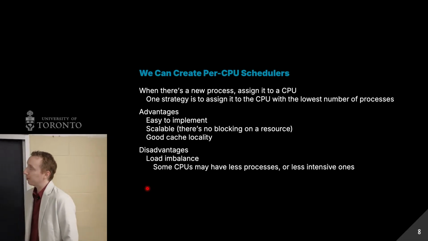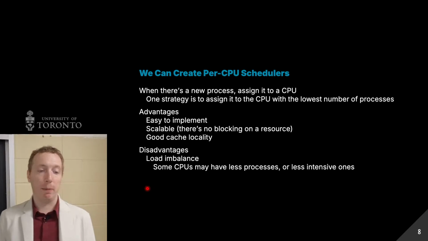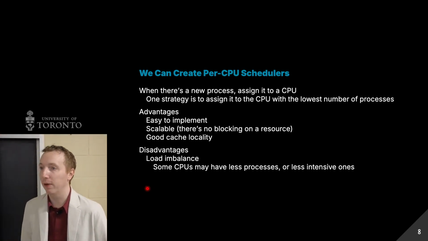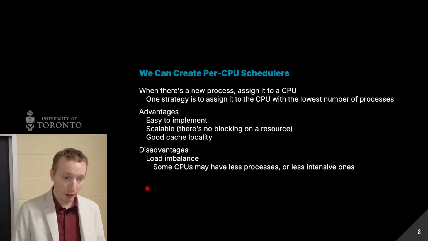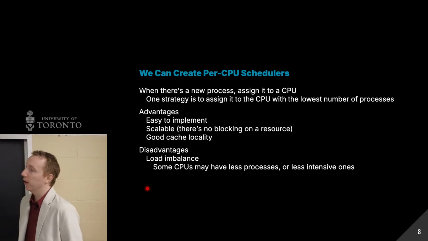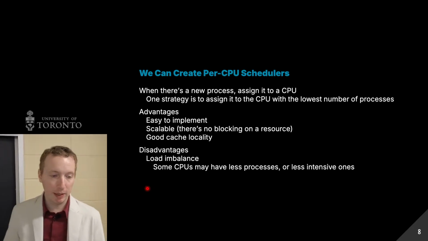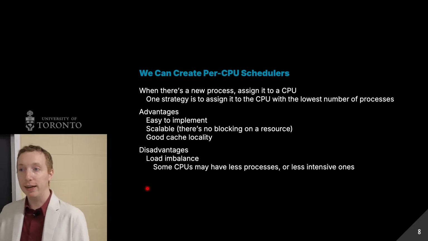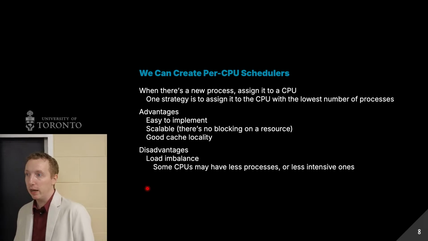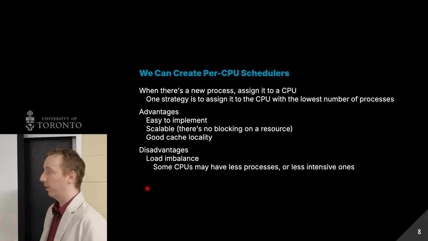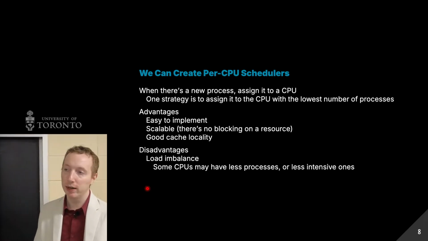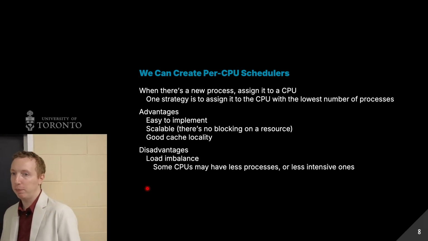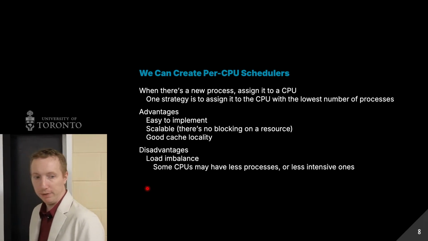So what we can do is create per-CPU schedulers, so have a different scheduling algorithm run on each different CPU core. So we only have one global decision to make. When there's a new process, and only when there's a new process, I assign it to run on a CPU. So maybe I just assign it to run on the CPU with the lowest number of processes, and then it just stays on that CPU until it's finally finished.